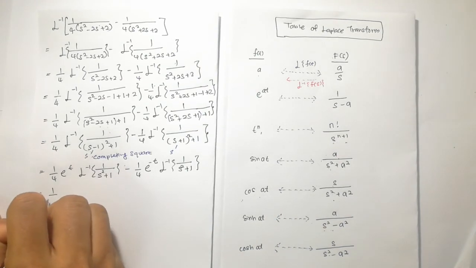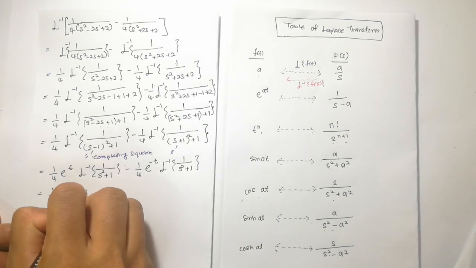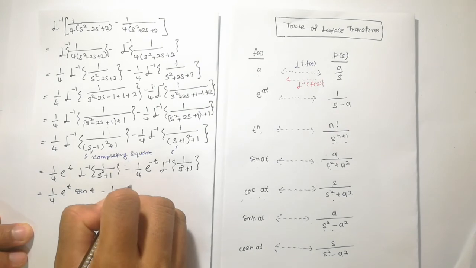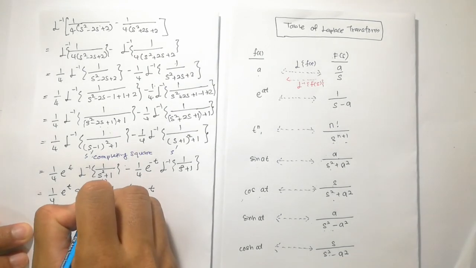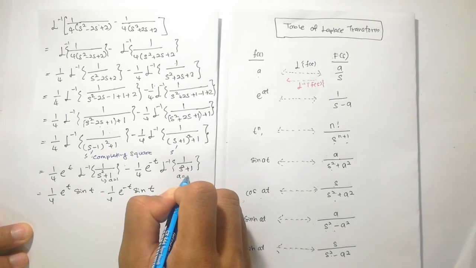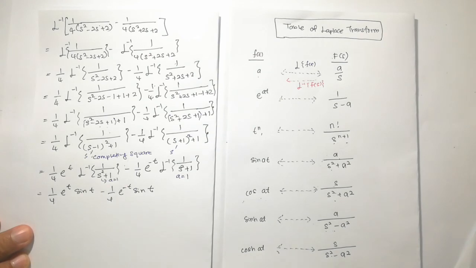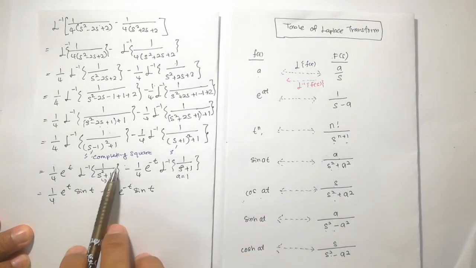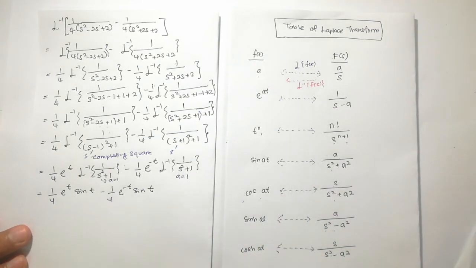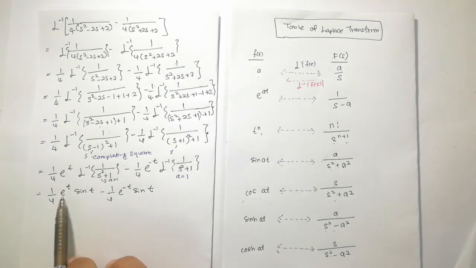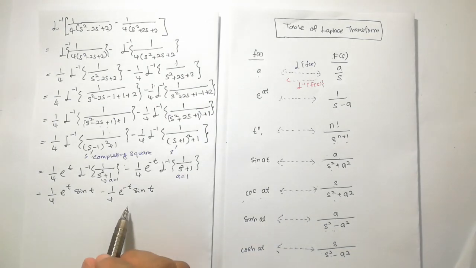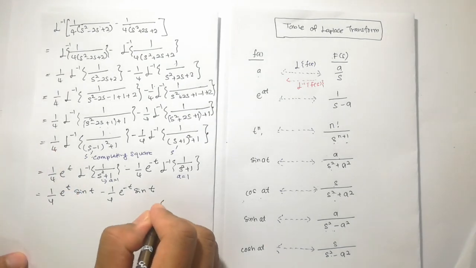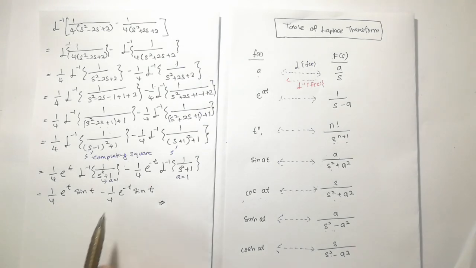So this will give us 1 over 4 e to the t sine t, minus 1 over 4 e to the negative t, and then we have sine t, because our a value for this one is a equal to 1. Same thing goes here, a equal to 1. Since we have a here, which is 1 and 1, a similar pattern with this one, we can just inverse this function into the time domain using this table of Laplace transform. So this is our inverse Laplace transform for the question, which is 1 over 4 e to the t sine t minus 1 over 4 e to the negative t sine t.